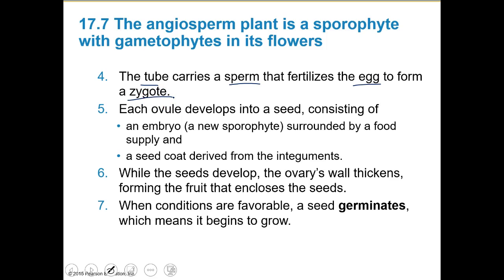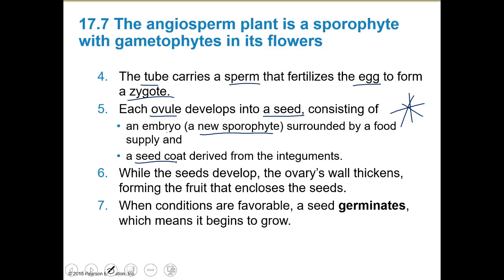Each ovule develops into a seed. So that's the part that I told you was kind of important. We get the ovule turning into a seed that will have an embryo, a new sporophyte, surrounded by a food supply, and that seed coat. Stuff we talked about a little bit earlier.